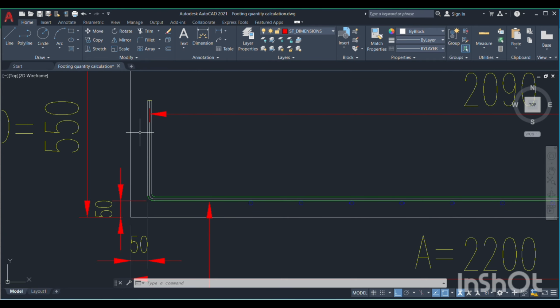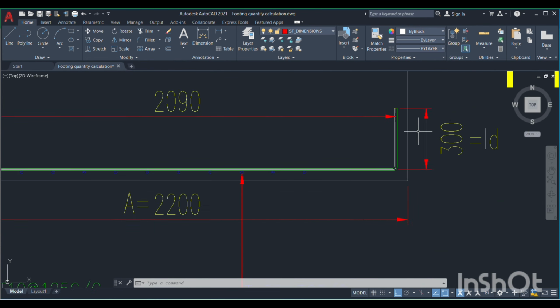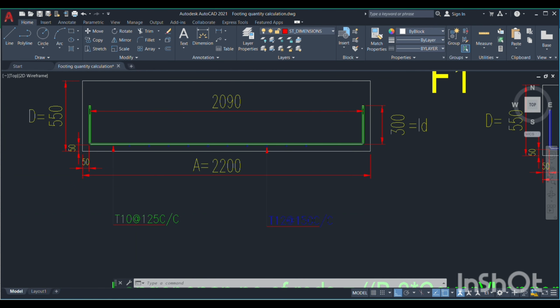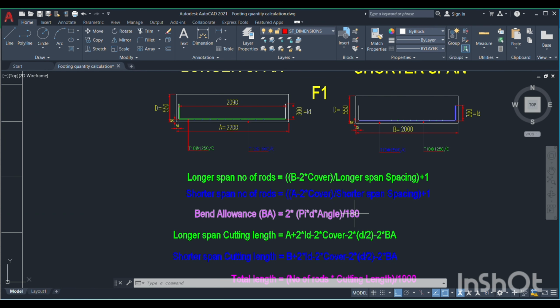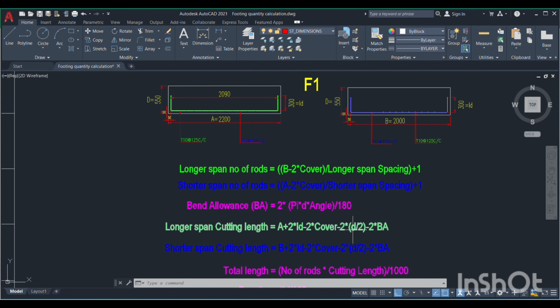That's why half of the dia of rod over here and half of the dia of the rod over here we need to deduct for the cutting length. That is the 2 times of half of the d, minus 2 times of bend allowance. Here 1 times and here 1 times. This is the bend allowance, minus 2 into bend allowance, 2 times of bend allowance.